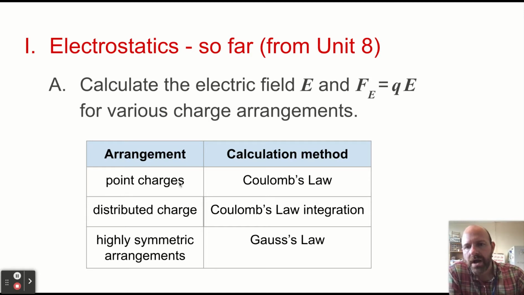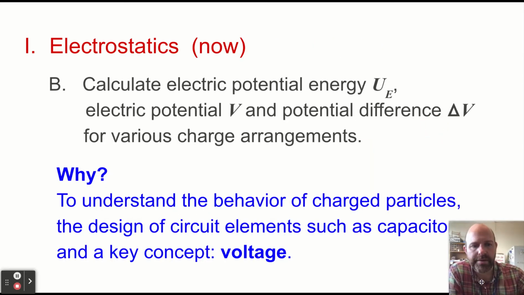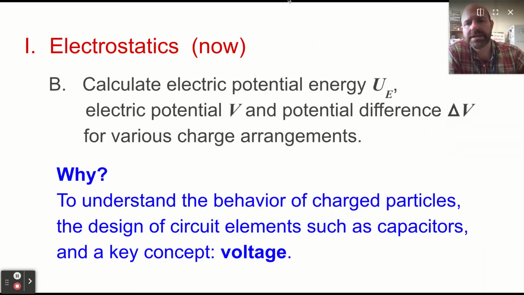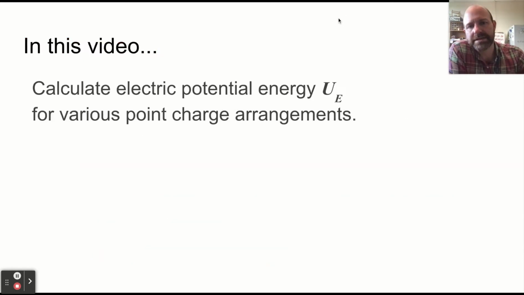So we already know these things. We already know that we can use Coulomb's law to figure out the electric field and the electric force for point charges. We can use Coulomb's law and integrate to do that for distributed charge, and for highly symmetric arrangements, we can use Gauss's law. And so what we want to do now is continue this in talking about energy and potential difference for various charge arrangements, right? The big thing here is to link the electrostatic stuff we talked about to the circuit stuff we've been looking at, and make sure we understand how they can be connected.